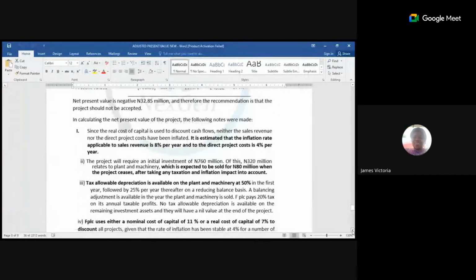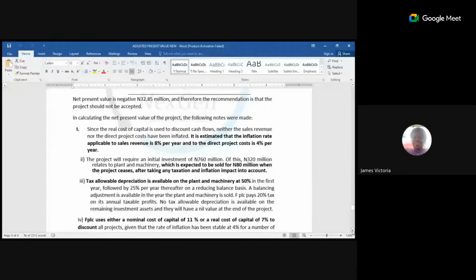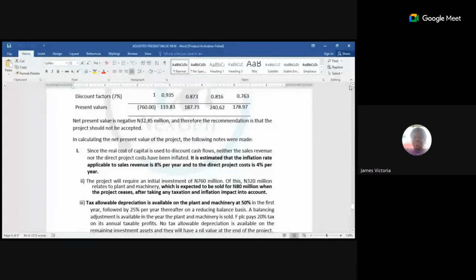Okay. In calculating the net present value of the project, the following notes were made. 1. Since the real cost of capital is used to discount cash flow, neither the sales revenue nor the direct project cost have been inflated. It is estimated that the inflation rate applicable to sales revenue is 8% per year, and to the direct project costs is 4% per year.